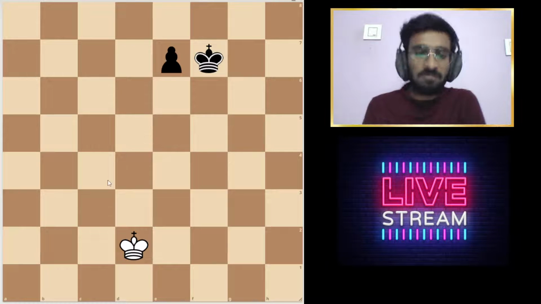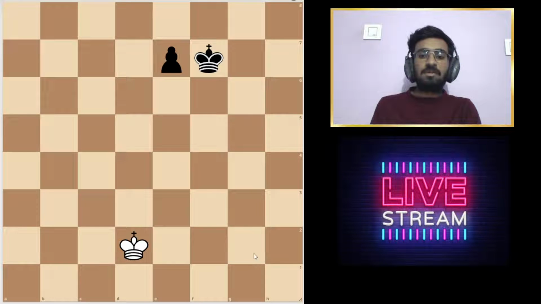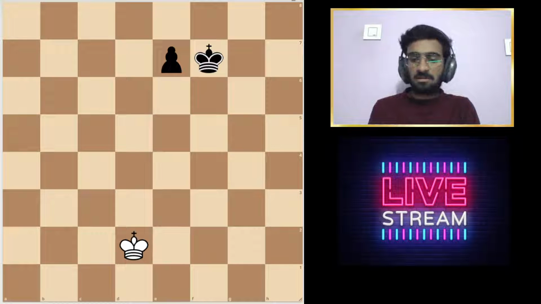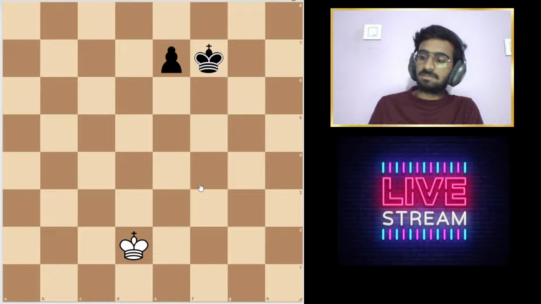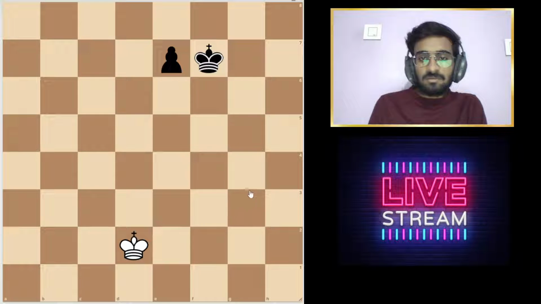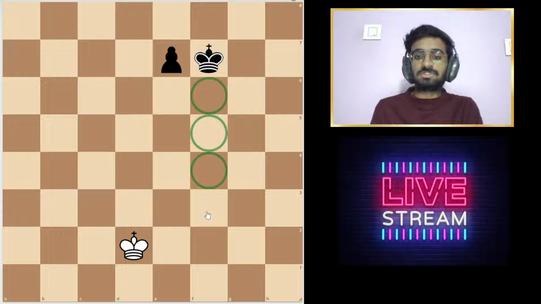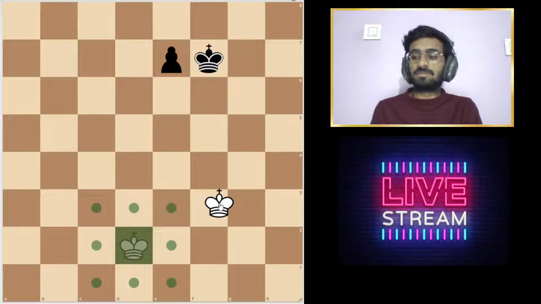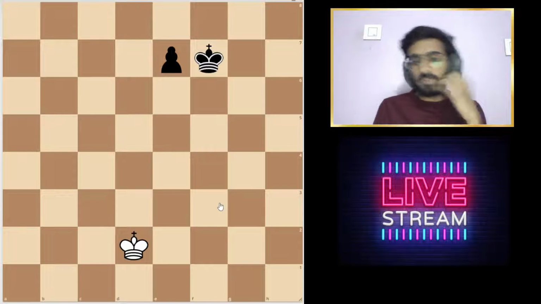What can be done? What is the correct move? Think. Let's say it is white to move and draw. Here the problem is we cannot go one step in front of the king for a direct opposition. We cannot even do the long opposition by going to f3. So then how are we going to win?